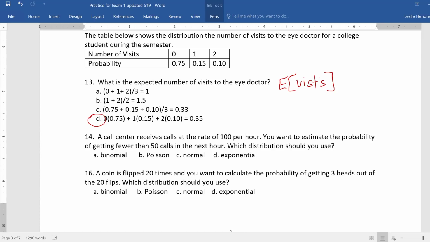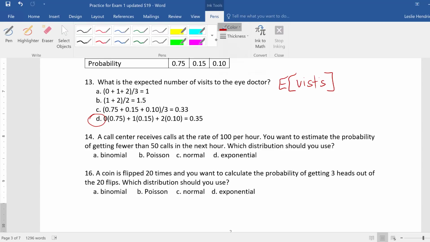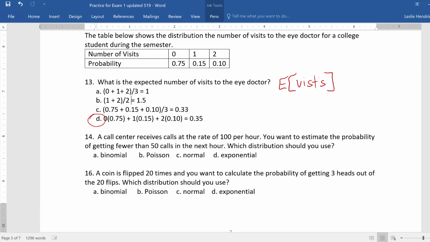All right, so a call center receives calls at the rate of 100 per hour. You want to estimate the probability of getting fewer than 50 calls in the next hour. So we need to decide what distribution this is. Well, we're looking at the number of events in an interval. When you're counting the number of events, that's definitely a discrete distribution. So that rules out the normal and the exponential right away. So we're between the binomial and the Poisson. This is the Poisson distribution because we're counting the number of events in an interval.